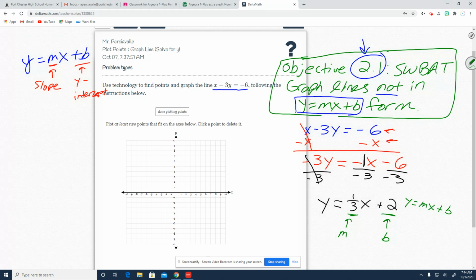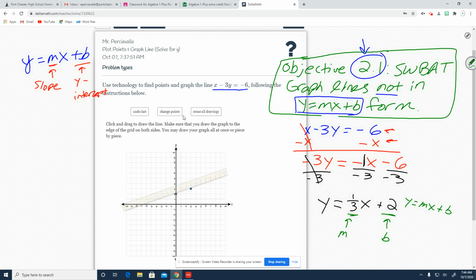To graph this line, I'm going to go to the y-intercept of 2, put a dot, and then go up 1, right 3. Up 1, right 1, 2, 3. When I'm done plotting my 2 points, I'm going to hit done plotting points. Now click and drag to draw the line. Make sure you draw the graph to the edge of the grid on both sides. You may draw your graph all on one piece or piece by piece. Basically you just use this ruler, take your pencil, and draw your line.